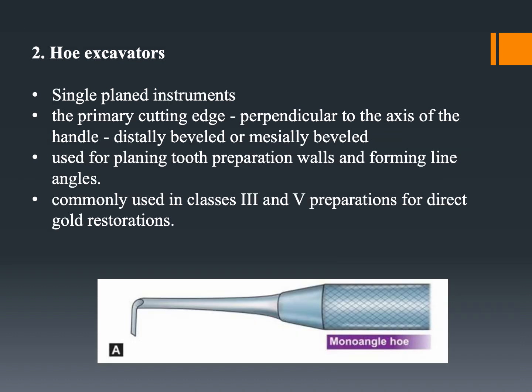Coming to the hoe excavator. The hoe excavator is a single plane instrument. It has only a primary cutting edge which is perpendicular to the axis of the handle and is distally beveled or mesially beveled. This is used for preparing the walls of the tooth preparation and forming line angles. These are most commonly used in class 3 and class 5 preparations for gold restoration only.